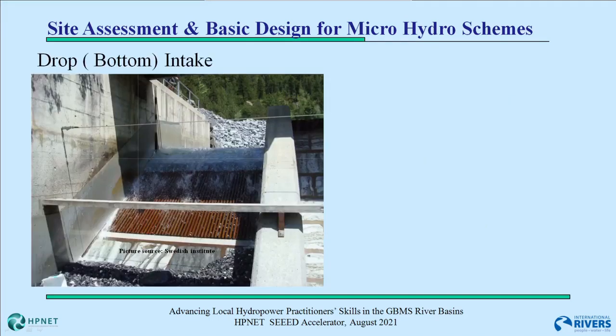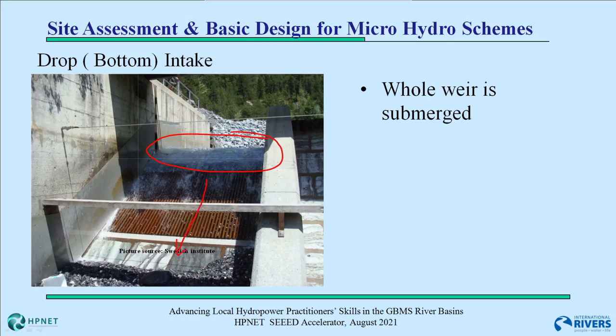Drop intakes work very well in steep slopes. On gentle slopes, it is better to use a side intake. In the drop intake, the entire weir is submerged. The excess flow just flows over the drop intake. You don't need a separate spillway to control this. That is a major advantage of a drop intake.